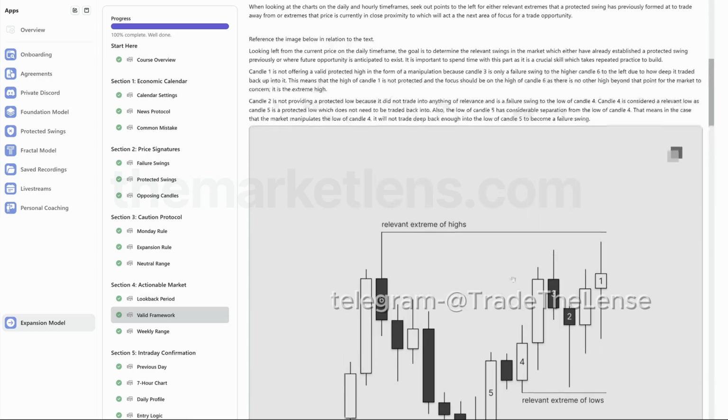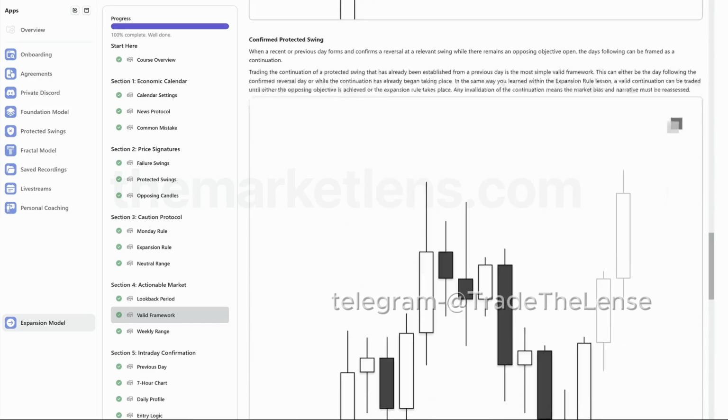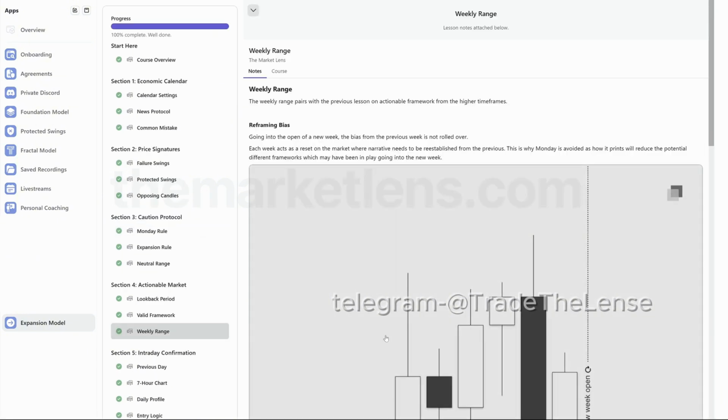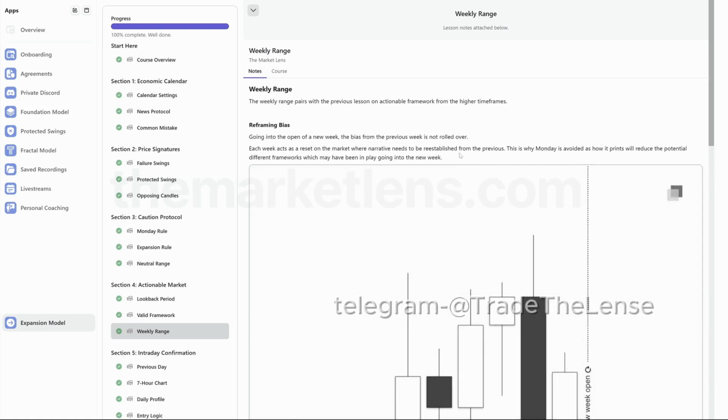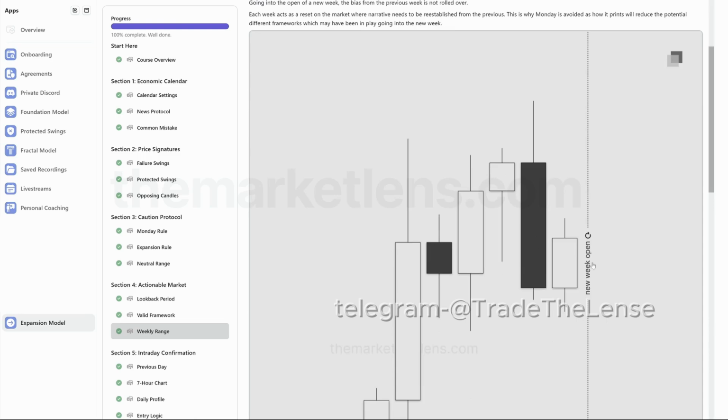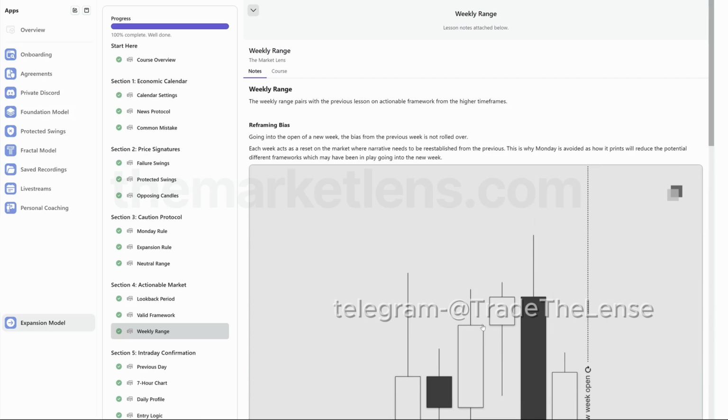So this here is an important section that I would spend some time with and practice in the charts. And the next thing, the weekly range. Again, this can be simplified into a couple things. The weekly range, we're already doing it with the Monday rule, where we're not rolling over the bias. I'm going to look back on and let Monday trade without me. The previous week, the bias is not rolled over. Every Monday, every new week, I am resetting my bias and setting that narrative again.